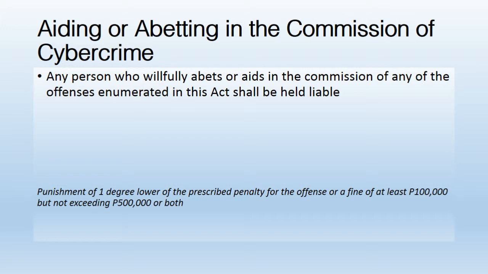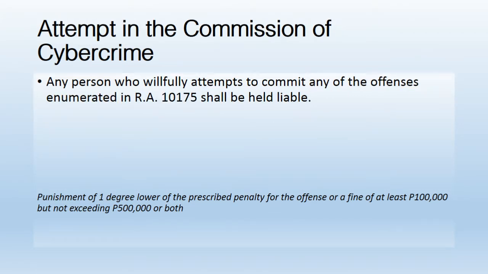So any person who willfully abets or aids or encourages someone to commit cybercrime or any of the offenses enumerated in this act shall be held liable. And number 15. Attempt in the commission of cybercrime. So you can't even attempt. So any person who willfully attempts to commit any of the offenses enumerated in this act shall be held liable.